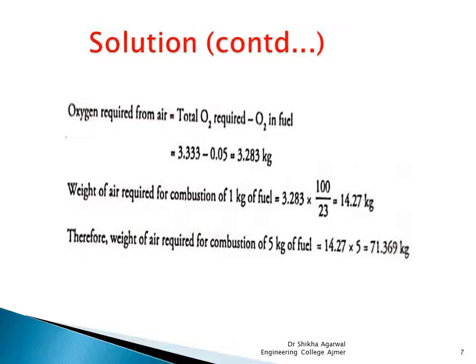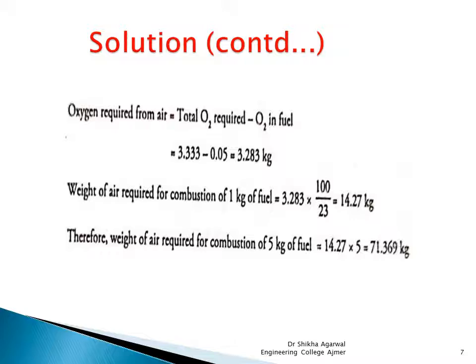Now air contains 23% oxygen by weight. That means if you require 23 kg of oxygen, you will have to supply 100 kg of air. So when you require 3.283 kg of oxygen, you require 3.283 into 100 by 23, that is 14.27 kg of air. Now this is per kg. This is required for the combustion of 1 kg of the coal sample.